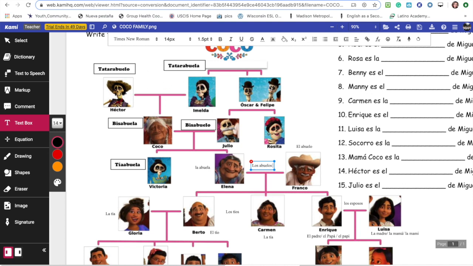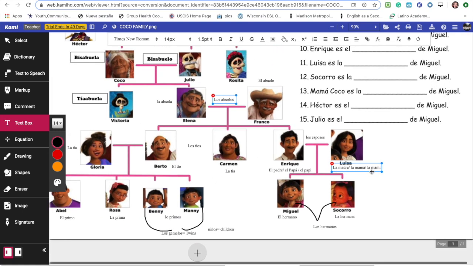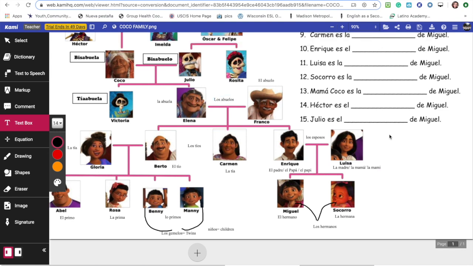And Oscar y Felipe, that will be their tatara tíos, but that goes way up. So with these family members relationships, we have enough. There is another vocabulary that is important to learn, because I know that a lot of you have this in your houses, well, they're considered family members.